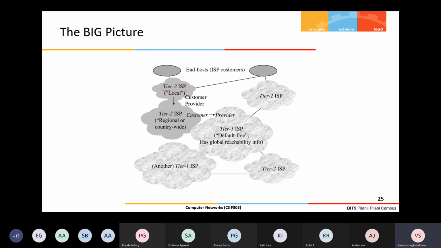Tier 1 is something that has a large reachability across a continent, or multiple continents. We call it a tier 1 autonomous system. Then tier 2, tier 3, and so on. Then the local ISP concept is also there, like in Rajasthan, Pilani, there is a provider giving the internet services to BITS or other organizations in Pilani, and that is given by a local ISP.